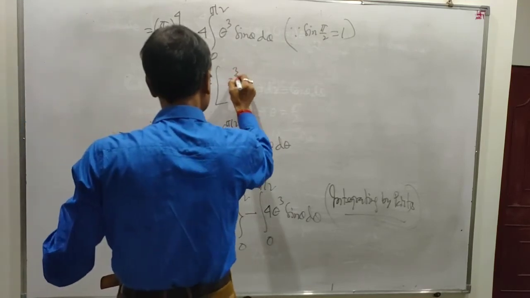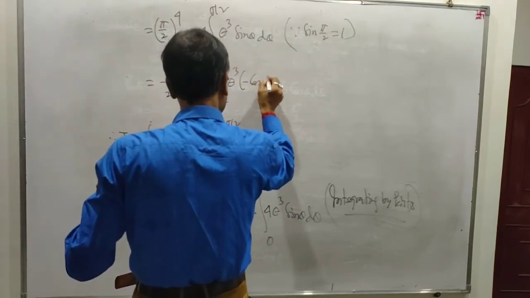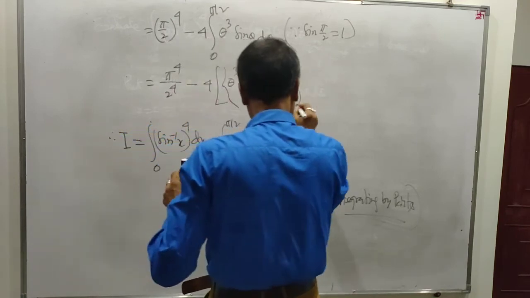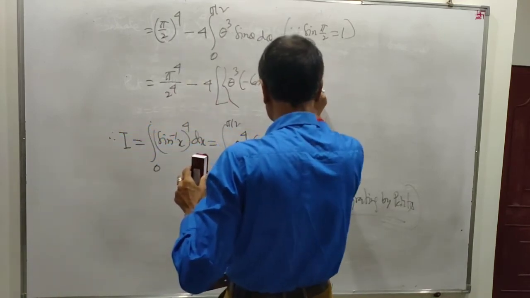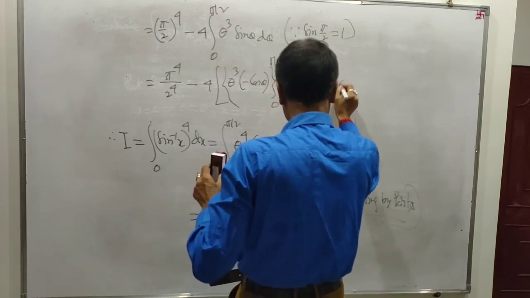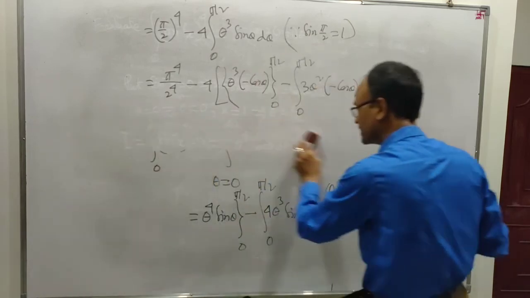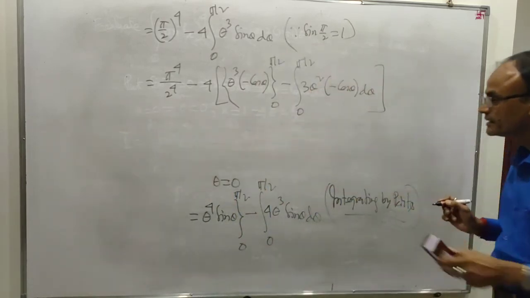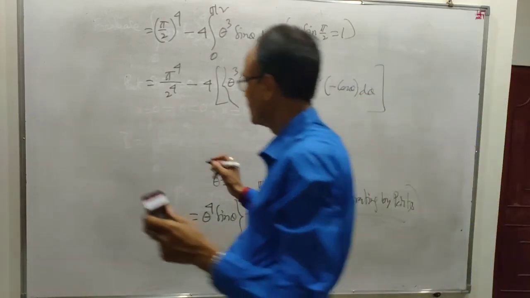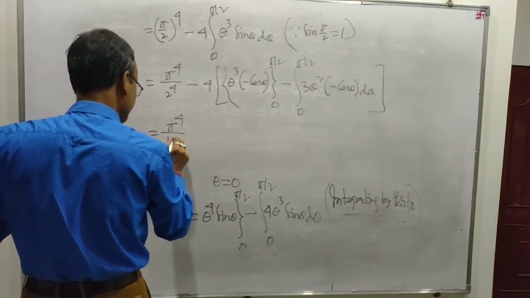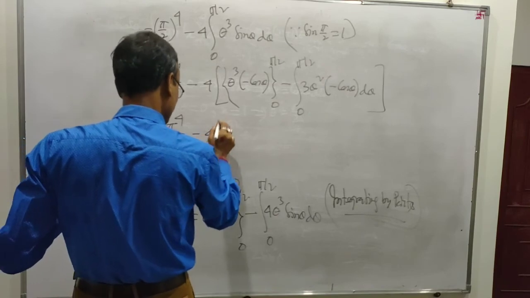Again integrate this by parts. Theta cube times minus cos theta from 0 to pi by 2, minus integration 0 to pi by 2 of thrice theta square times minus cos theta d theta. This is equal to pi by 4 to 16, minus 4.